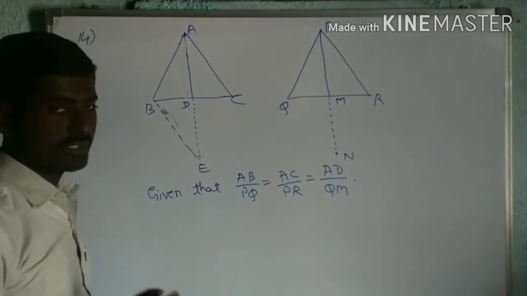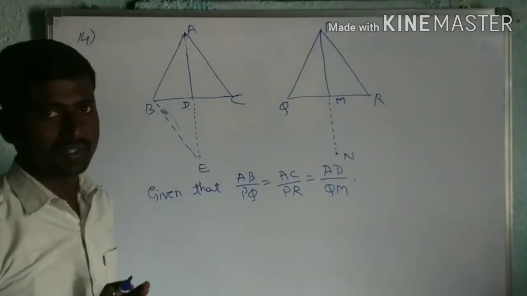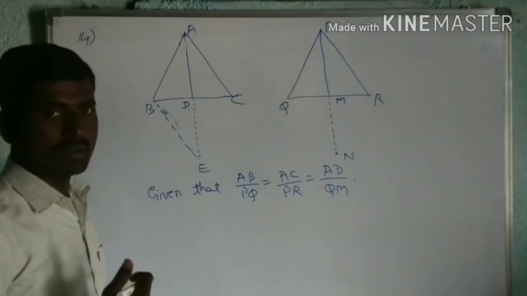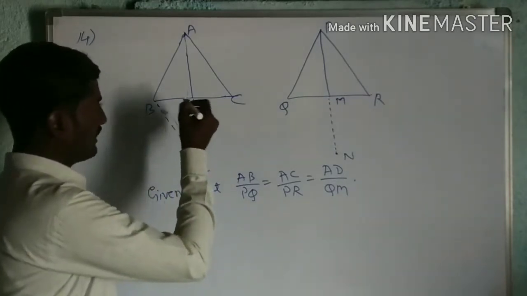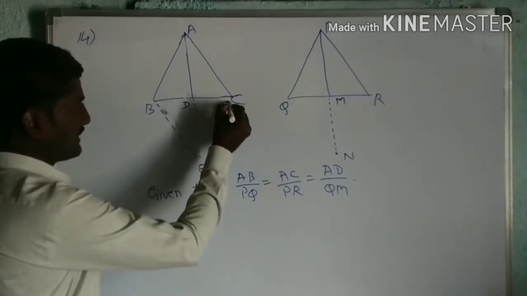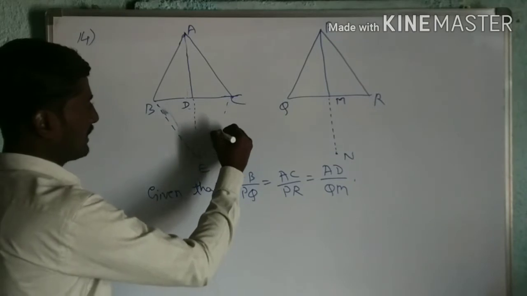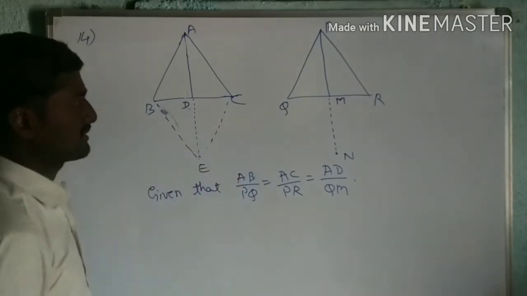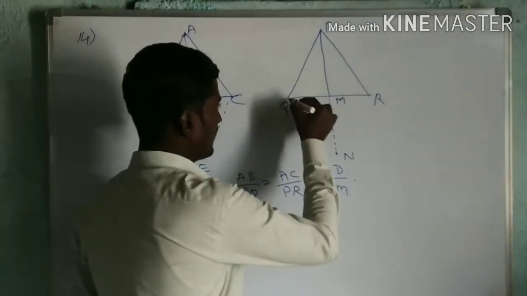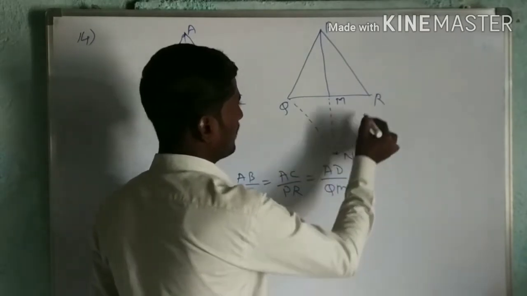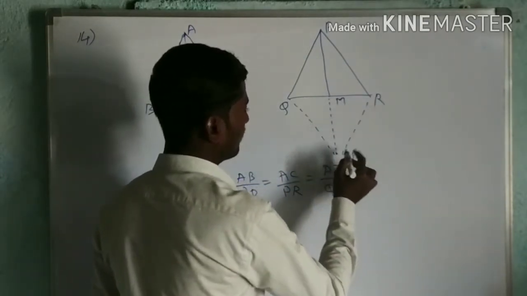So just concentrate on this question number 12. This is very important. This will take a long procedure. Join BE and CE. Next, similarly here, join QN and RN.